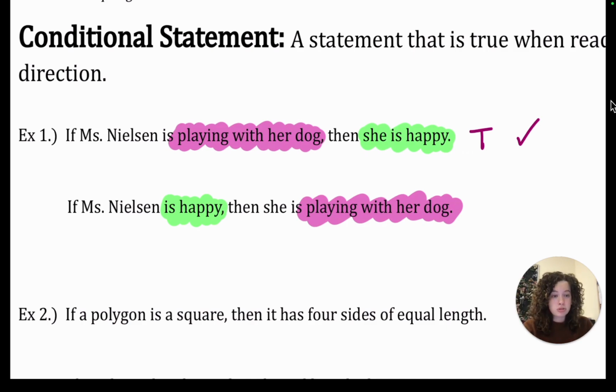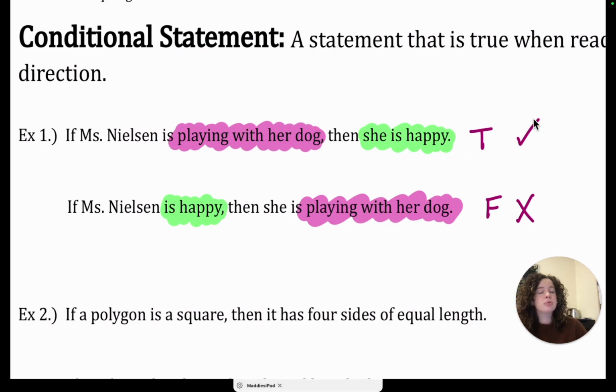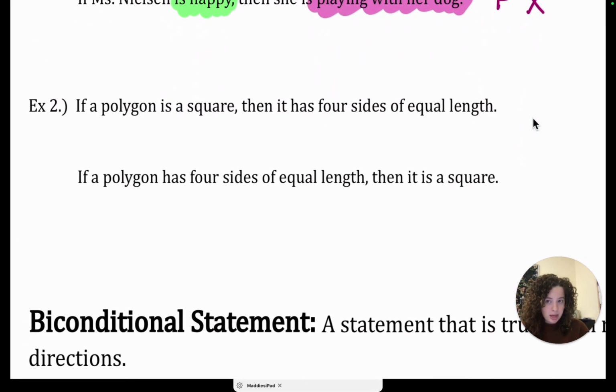So, is this a true statement? Is this a statement that always works for us? No, absolutely not. This is not always true. In fact, this is false. So, this is a statement that only works in one direction, right? So, this is what I mean by a statement that is true when read in one direction. Another example of this, if we want to bring it to math here, which I know we don't always want to do, but I gotta just to connect it back.